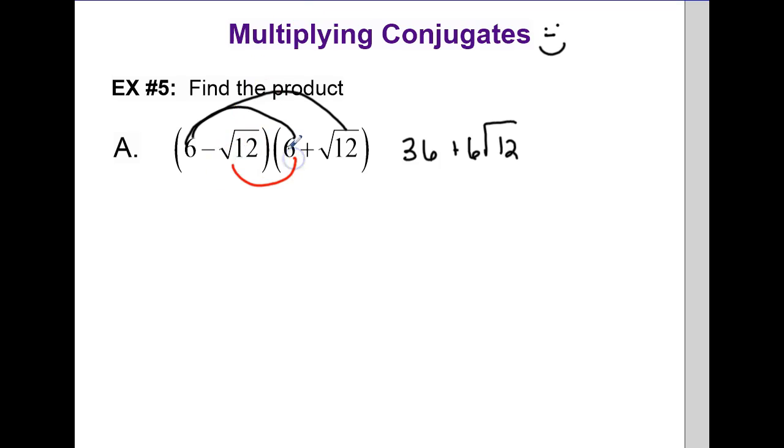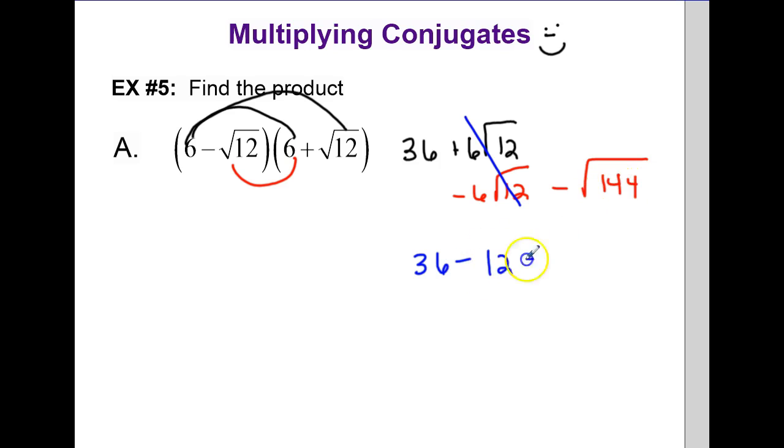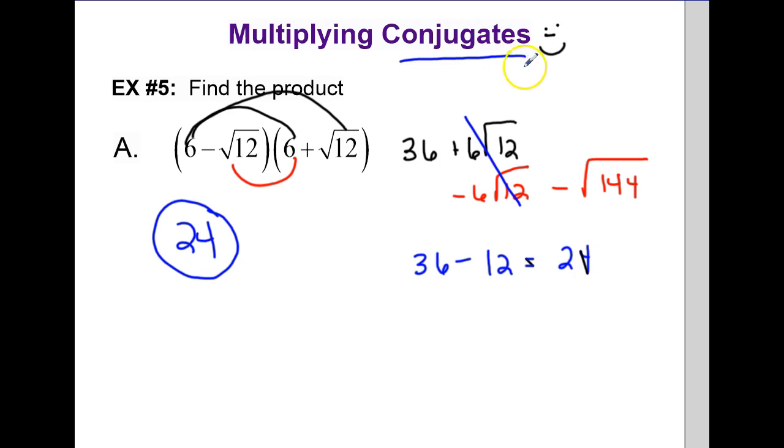And the reason this is going to all disappear is because these are conjugates. I get negative 6 square roots of 12. And then my last term is going to be minus the square root of 144. Well, what's really nice is that disappears, which we remember, and I get 36 minus the square root of 144, which is 12. So that equals 24. So my answer is 24. So whenever I multiply by a conjugate, I'm going to end up with a real number. It's not going to have a square root in it anymore.